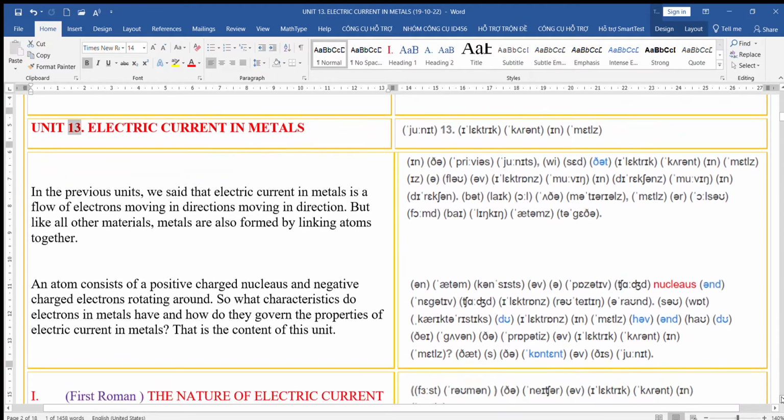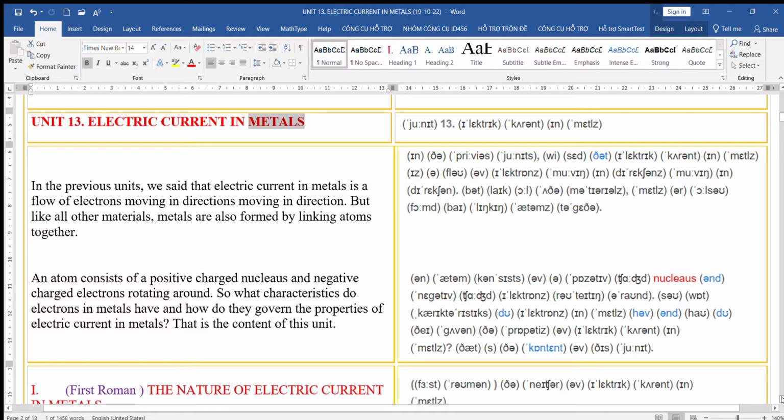Unit 13. Electric current in metals. In the previous units, we said that electric current in metals is a flow of electrons moving in a definite direction. But like all other materials, metals are also formed by linking atoms together. An atom consists of a positively charged nucleus and negatively charged electrons rotating around. So what characteristics do electrons in metals have, and how do they govern the properties of electric current in metals? That is the content of this unit.